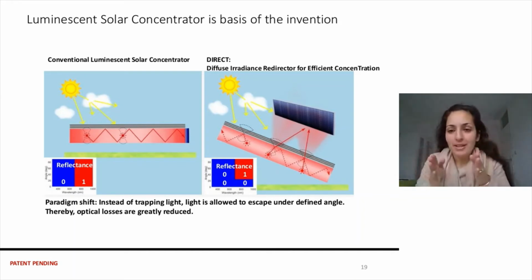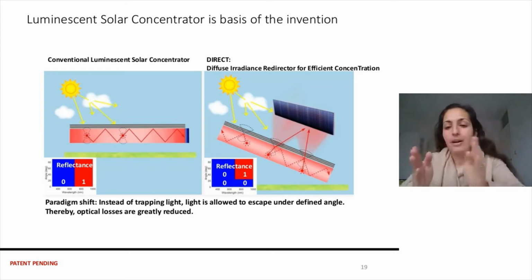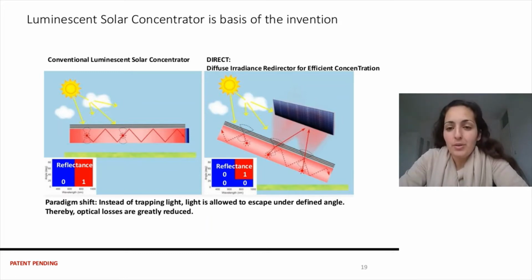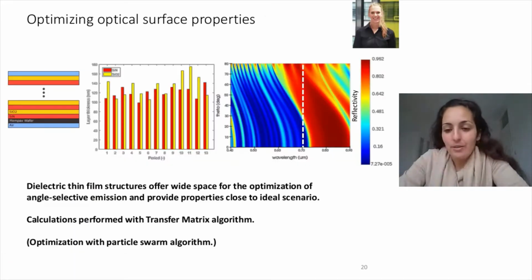And that's what we are designing for, a material that allows the light to only go out under a narrow angle, and thereby we can achieve free space diffused light concentration. That's, in my opinion, or as far as I know, the first method with which it could be achieved, that we take diffused light and can concentrate it in free space.